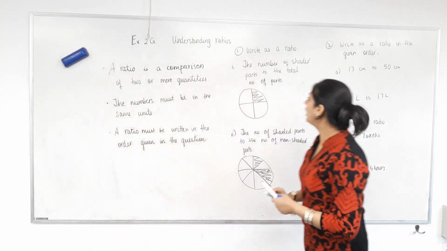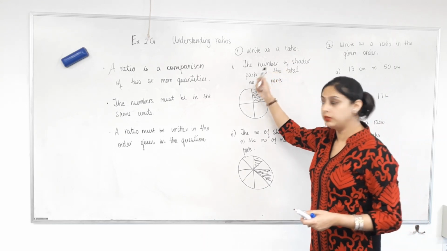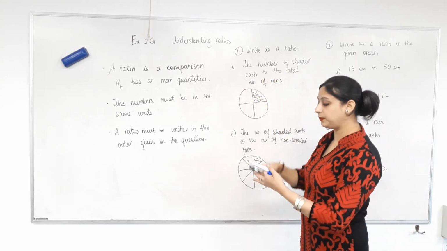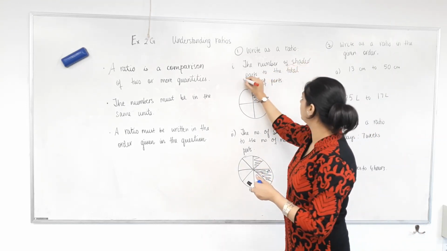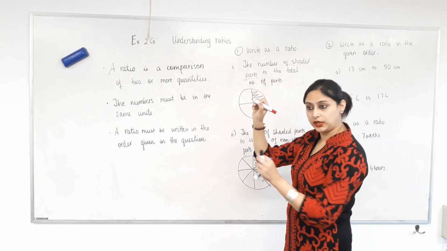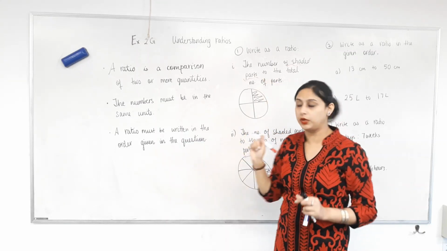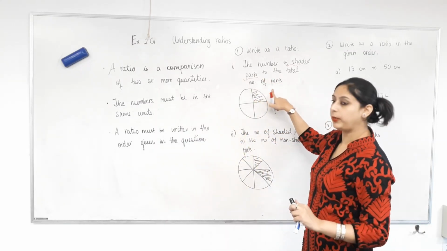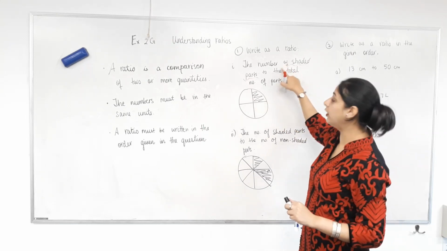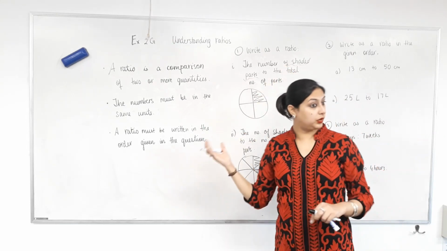Well done. Now, write as a ratio the number of shaded parts, so that's written first, to, that means you have to write the colon sign, so is to, that's what we call them, to the total number of parts. So what comes before? The number of shaded parts. So we can all count?